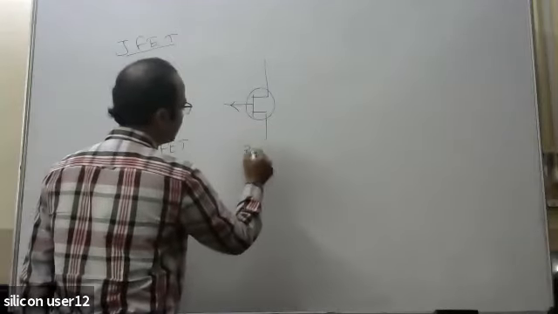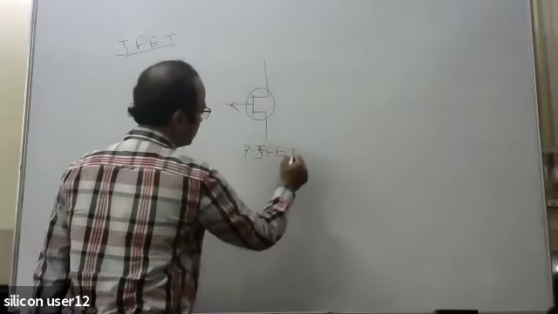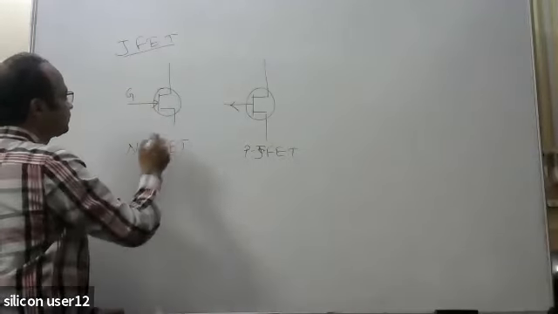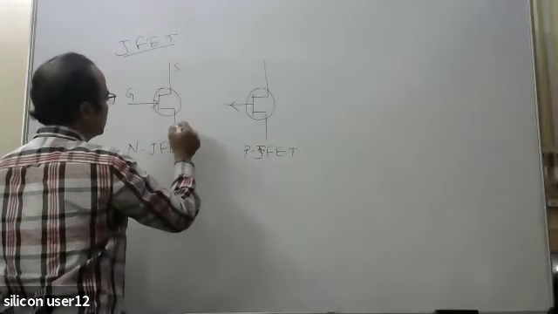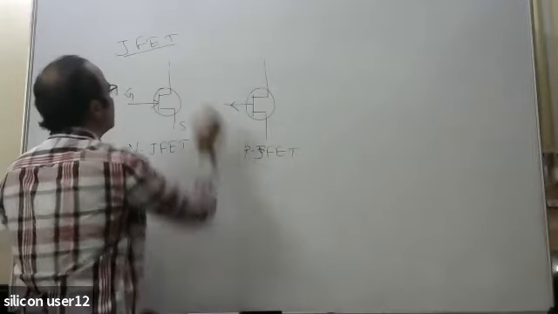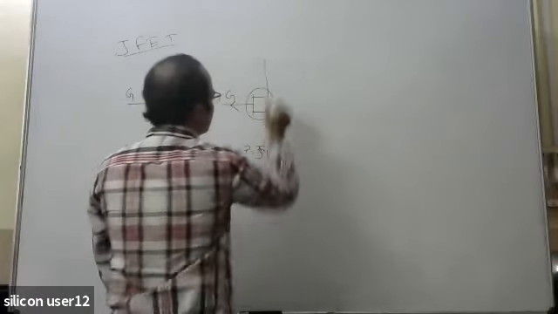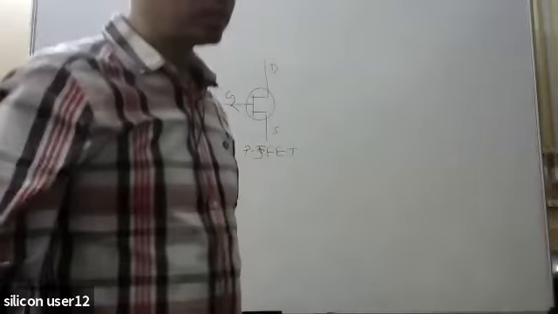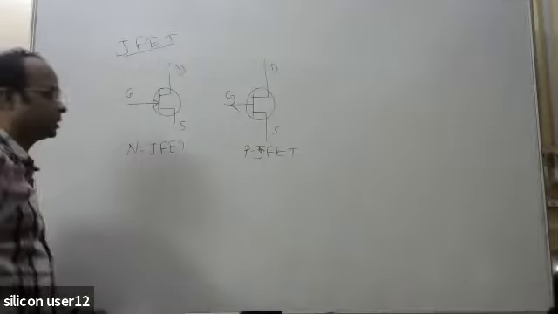This is the P type JFET. And this is the gate, let us say this is your source, drain, and this gate, source, drain. So this symbol I had not done. Just see that this one is your JFET symbol.